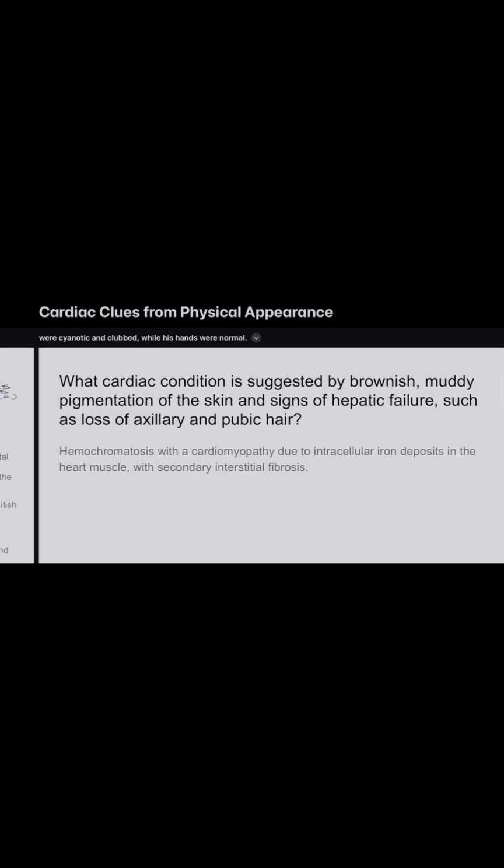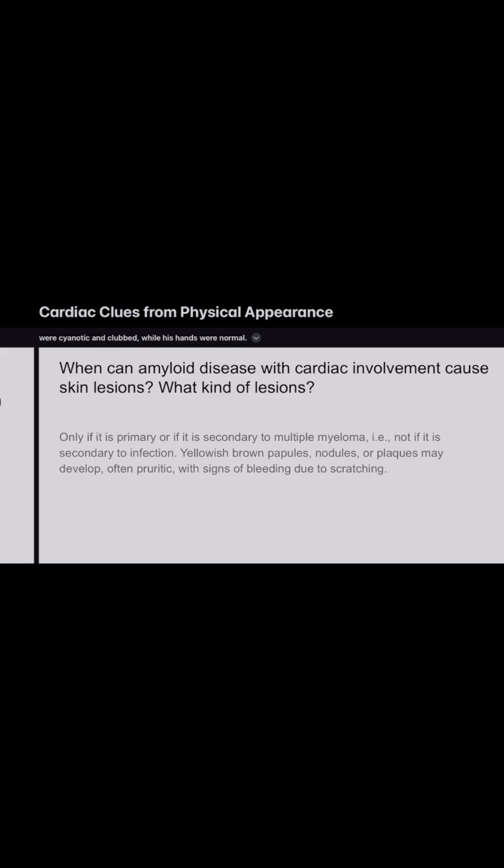What cardiac condition is suggested by brownish, muddy pigmentation of skin and signs of hepatic failure, such as loss of axillary and pubic hair? Hemochromatosis with cardiomyopathy, due to intracellular iron deposition in heart muscle with secondary interstitial fibrosis. When amyloid disease with cardiac involvement causes skin lesions, what kind of lesions? Whether primary or secondary to multiple myeloma, yellowish brown papules, nodules or plaques may develop, often pruritic with signs of bleeding due to scratching. So these are the skin lesions of amyloid with cardiac involvement.